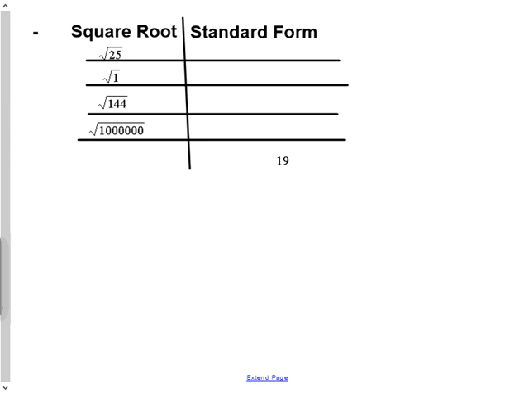And our last question gives us square roots. So the square root of 25 in standard form is 5. The square root of 1 is 1. The square root of 144 is 12. The square root of 1 million, if there's 6 zeros, your answer is going to have how many zeros? 3, half as many. So it's 1,000.